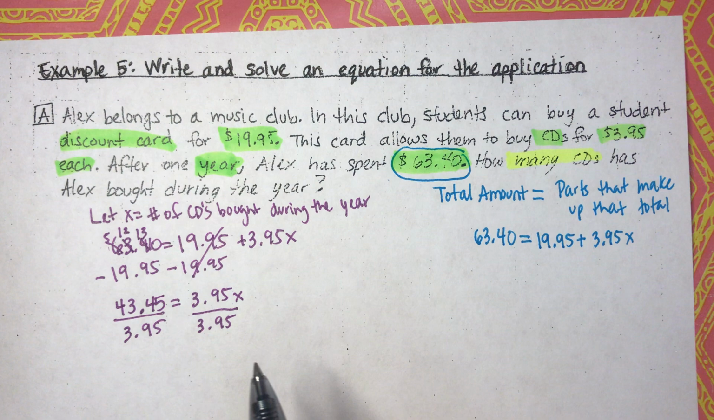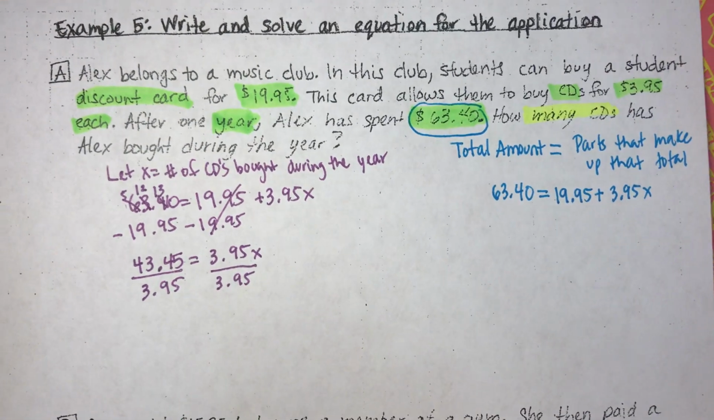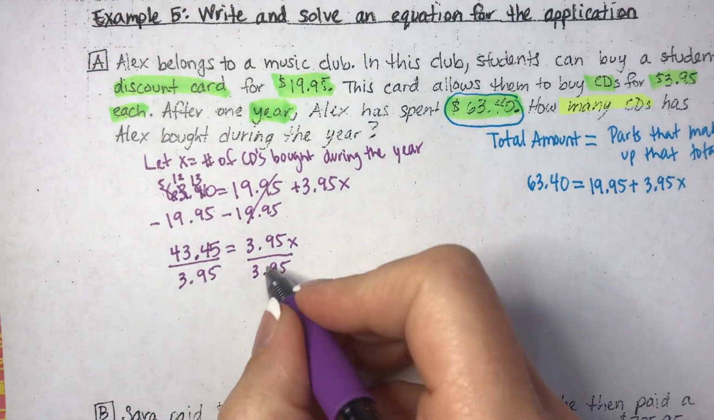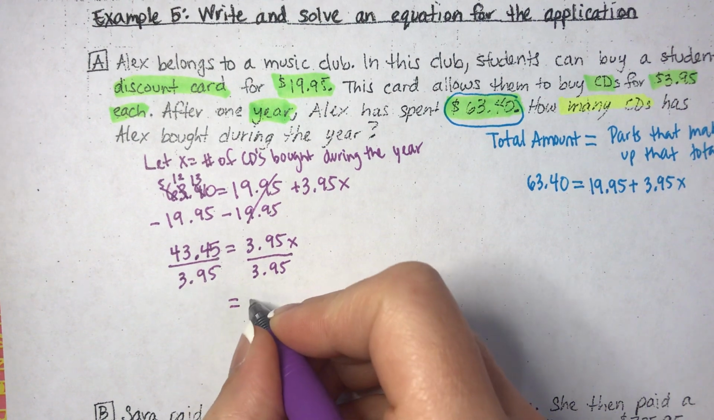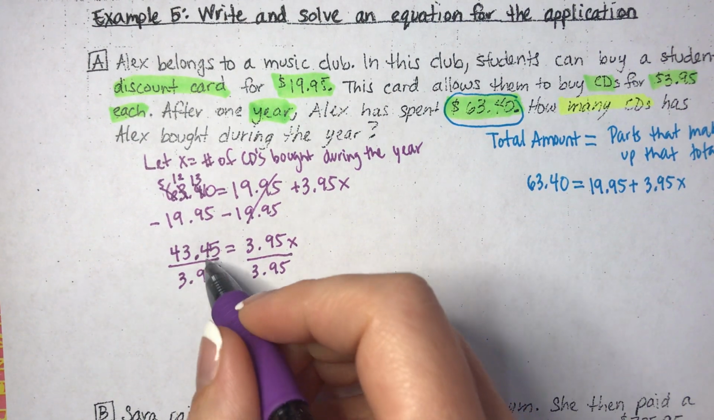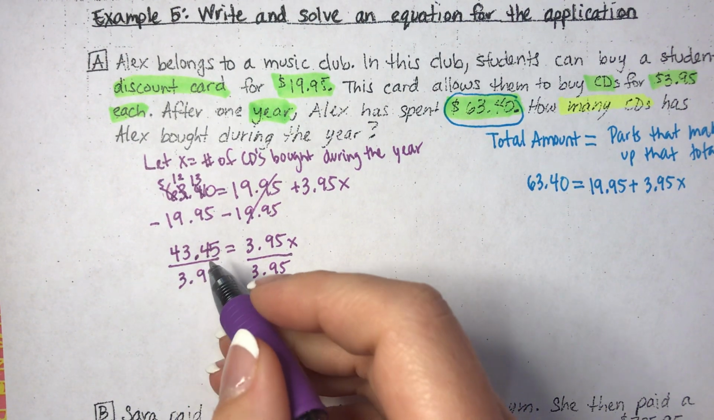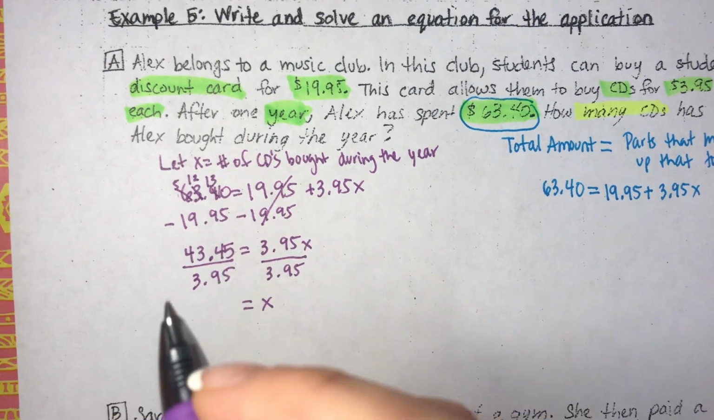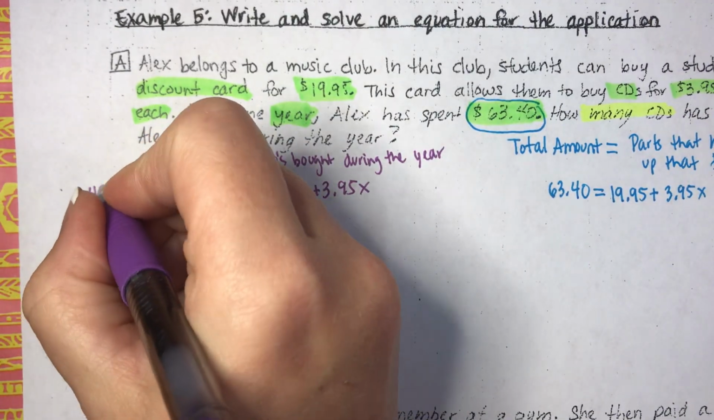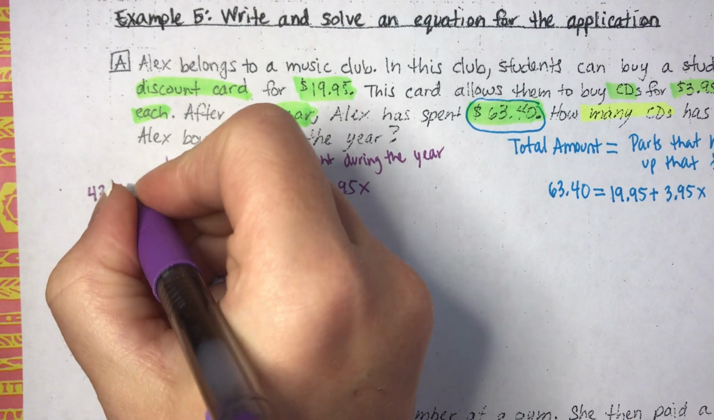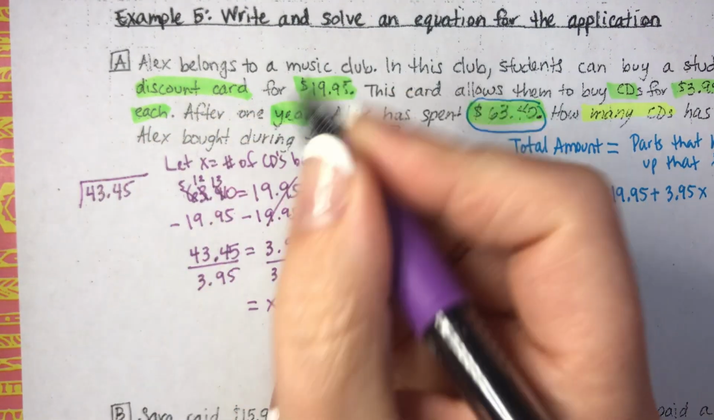Okay, so 395 divided by 395 is just 1. And 1 times X is X. And then I need to do this. 43.45 divided by 395. So I'm going to take that over here. My guess is that it goes in evenly.